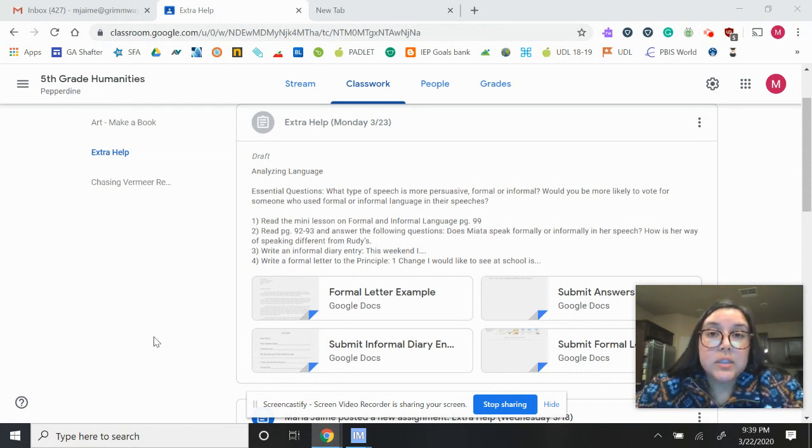So make sure that you are always reading the essential question first so that you know what to look for as you read. We do have reading and writing planned, so make sure that you chunk it up in order to get all of this done today. So let's get started.